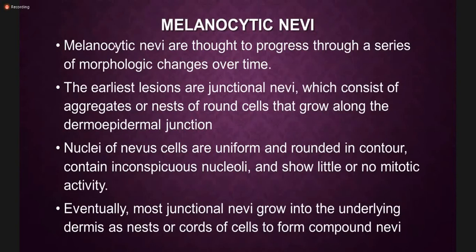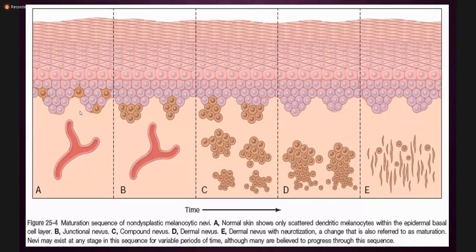The earliest lesions are junctional nevi, which consist of aggregates or nests of round cells that grow along the dermoepidermal junction. So the earliest lesion is a junctional nevus. The first one is normal skin showing only scattered dendritic melanocytes within the dermoepidermal junction, whereas B is the junctional nevus. As you can see, there is some hyperplasia of the melanocytes here at the junction. Now this is called a junctional nevus.